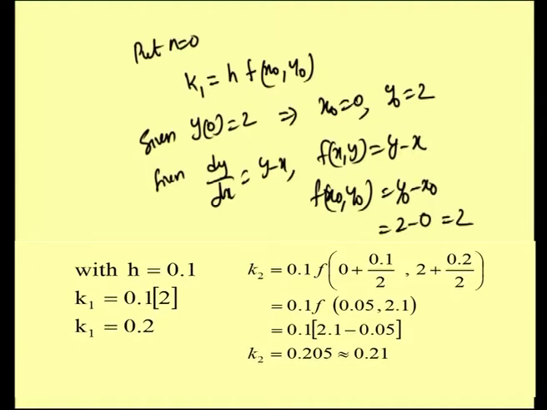Similarly, we can find out k2. k2 is 0.1 into f of x naught plus h by 2, that is 0.1 by 2, x naught is 0, comma y naught is 2 plus k1 is 0.2 by 2. What is our k2 value? The k2 value is 0.21.